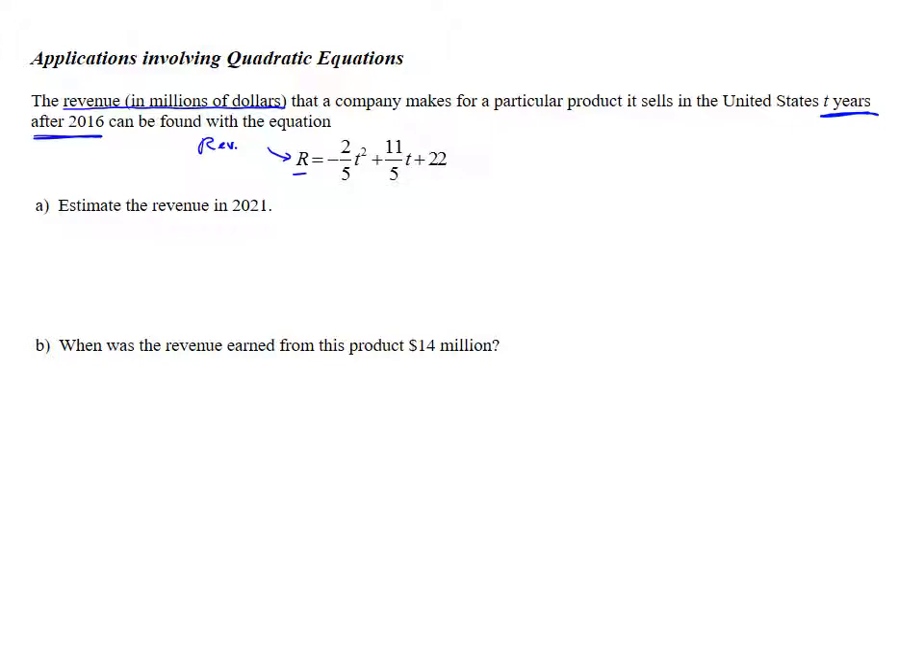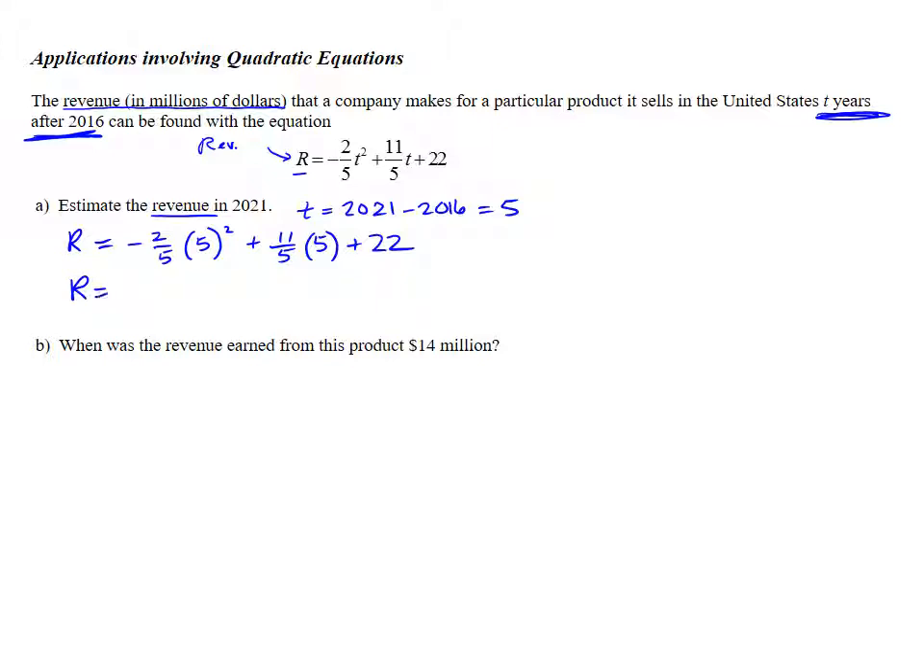All right, let's look at the particular questions here. It says estimate the revenue. So we're trying to estimate revenue, so we're going to calculate R in 2021. Well, T is years after 2016, so T is going to be the difference between 2021 and 2016, which ends up being 5 years. So we're going to put 5 in for T, so negative 2/5 times 5 squared plus 11/5 times 5 plus 22. This is a word problem, so you're welcome to throw this entire statement into your calculator and have the calculator calculate it for you. Or you could go ahead and do it by hand just for practice with fractions.